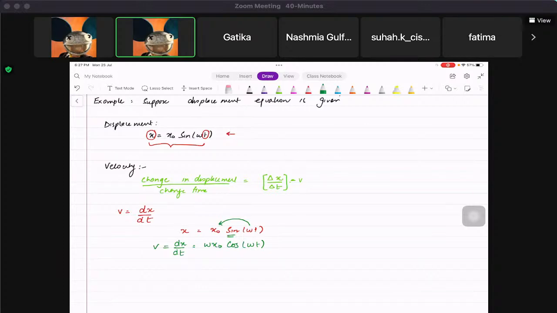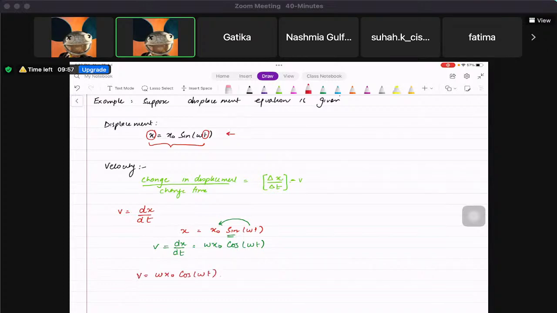Everybody understands this? Yes, sir. Now, let me write it nicely. So basically we've got a new equation of velocity, which is v equals omega x naught cos of omega t. So let's keep it there.